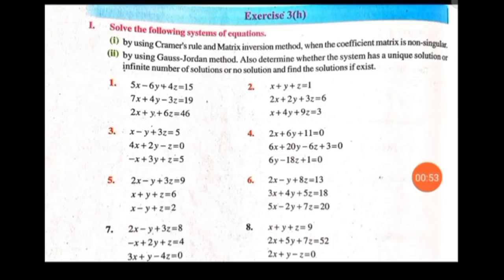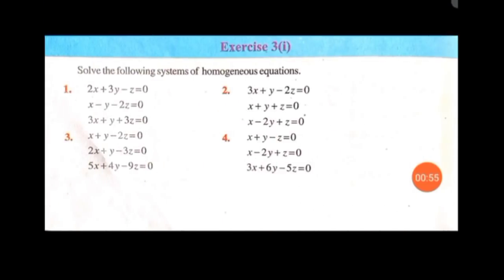And next, exercise 3I, which is related to the homogeneous system. Find the solutions for these 4 problems using the rank method, that is, whether the system has a trivial solution or non-trivial solution. I think I already did the first and third, so do the remaining problems 2 and 4.